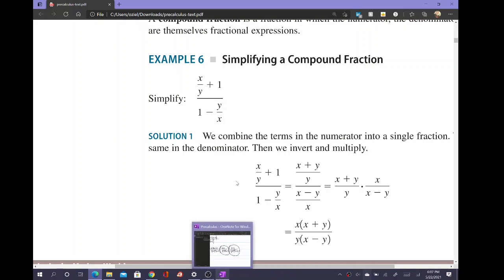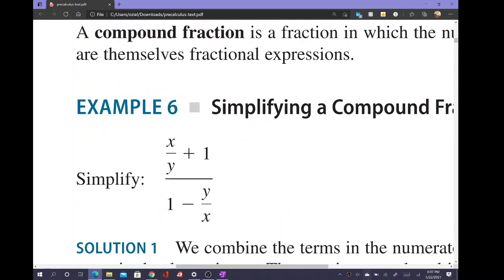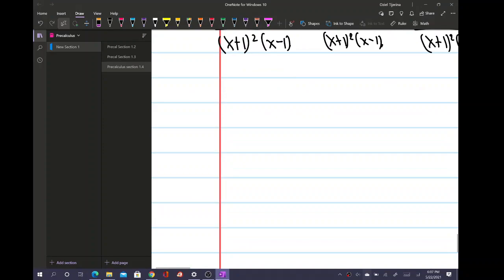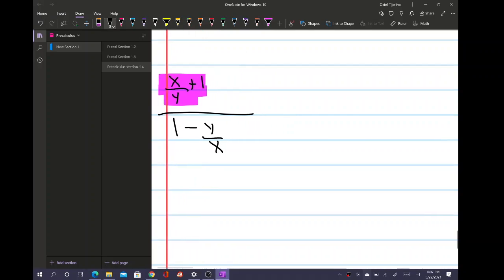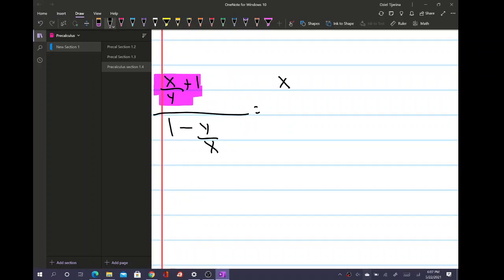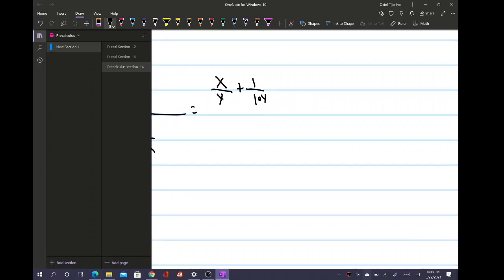So we have x over y plus 1, over 1 minus y over x, at least I think. Okay, so the first thing that I would want to do is simplify the top. That looks like we can simplify it. You have x over y plus, and anytime you see a plus 1 on here, you want to make it 1 over 1, so that you can make it the same denominator.